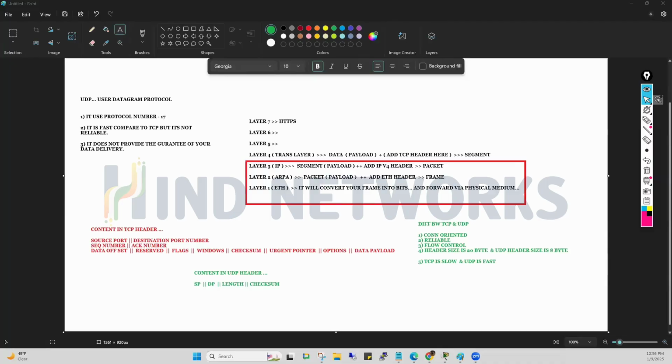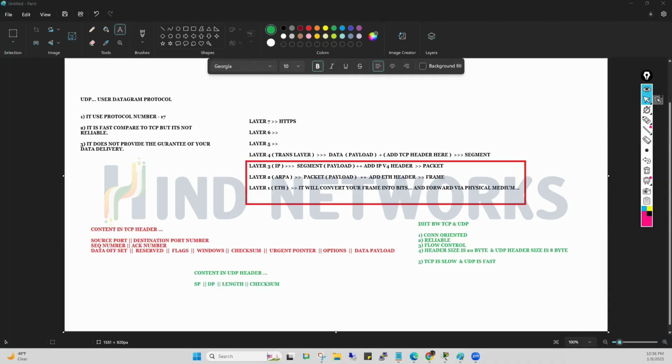Next is, guys, sequence number and acknowledgement number. In yesterday's class, I told you at layer number 4, if there is a big packet, it will be divided into small chunks. That is called a segment, right? And for every segment, there will be a sequence number. So that is the sequence number. Now the acknowledgement number. What is the acknowledgement number?